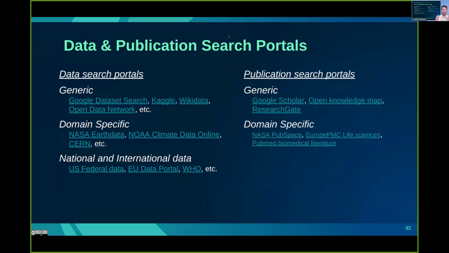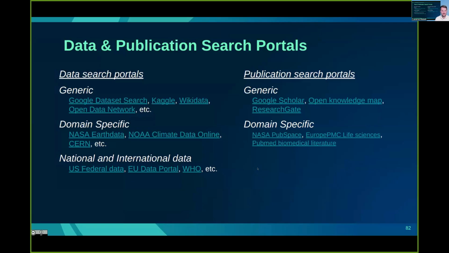Now, if you're searching for publications, where you're searching for articles to read, well, then you have your generic engines and you have your domain-specific search engines as well. Probably the most well-known generic search engine for publications is going to be Google Scholar, or even ResearchGate, or even Open Knowledge Map, which I would highly check out if you haven't yet, because it gives you a very nice visual interface to cluster semantically related articles and lets you very easily find semantically related articles as well, as opposed to solely relying on text similarity.